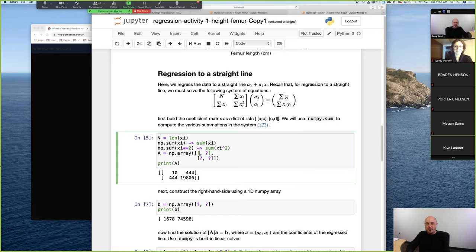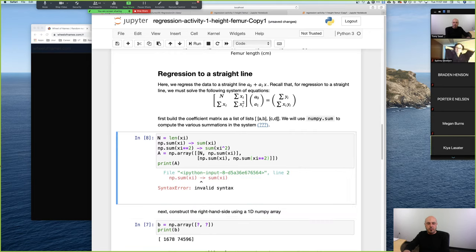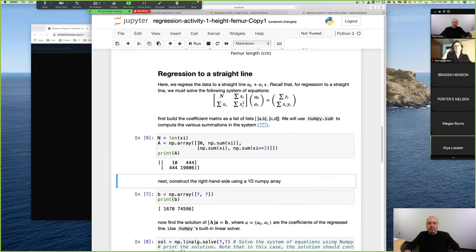So you're just asking what to put in for A? Okay, so inside the array, I did n, comma, np.sum of xi. Correct. And then on the lower one, I did np.sum of xi. Correct. And then the next one is np.sum of xi, two stars, and then two. So, to the power of two. Absolutely fantastic. That's correct. Thank you, Kaya.